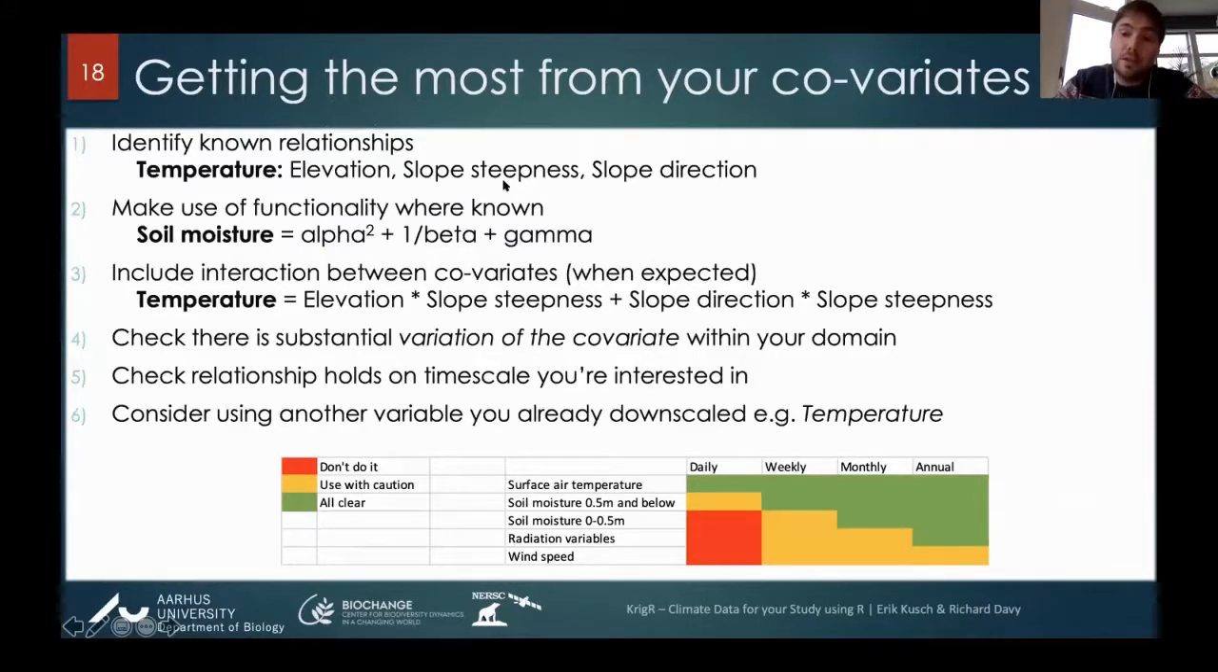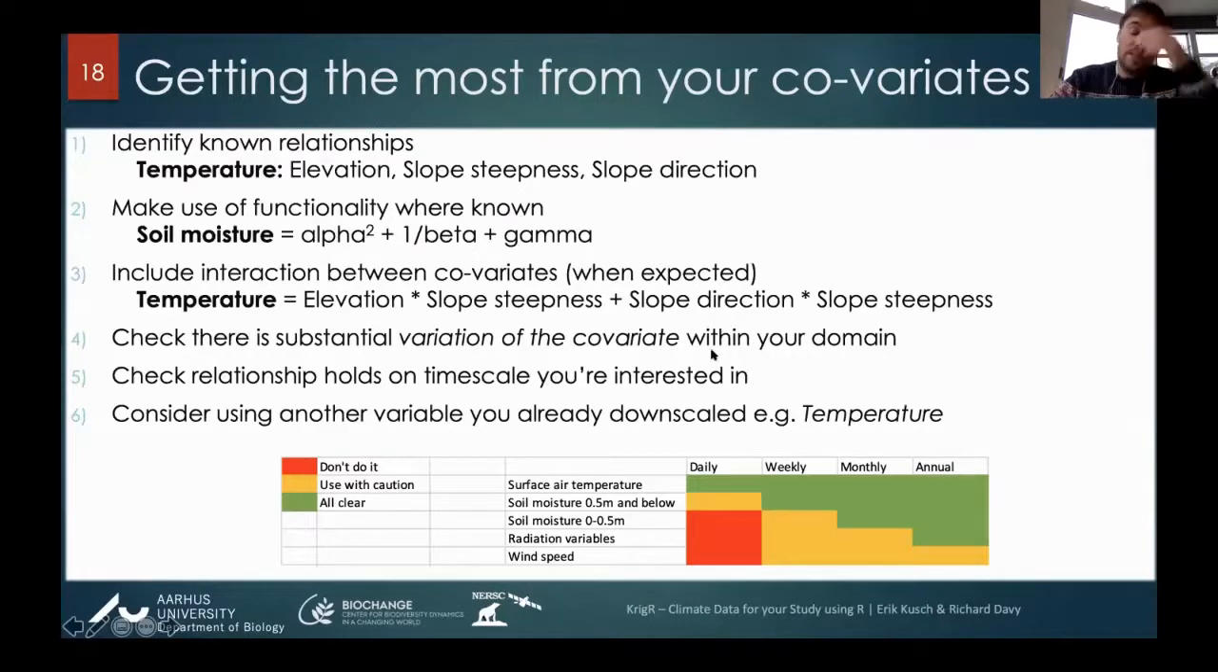But also you should make use of the functionality. If you know, for example, that the relationship with the covariate is nonlinear, you can include that in your kriging, so you should keep that in mind as well. And importantly, which we actually didn't do in those previous examples, you should include the interaction between covariates. Where, for example, you know that elevation and slope steepness are probably not independent, you should incorporate the interrelationship between those as well.